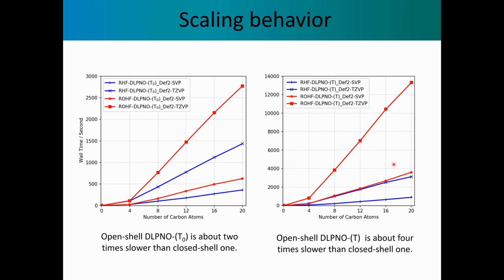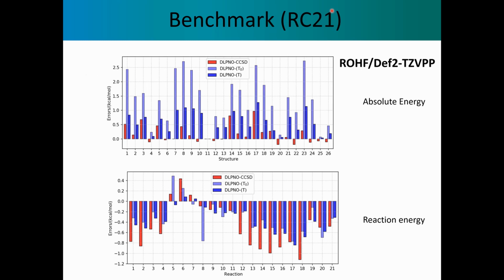But in the iterative triples case, we have four sets of amplitudes in the ROHF case, and this is the dominant step in the parenthesis T calculations. That's why in the ROHF case, it's about four times the cost of the closed shell case. This is because we have to solve four sets of equations for the (T). I also did some benchmark calculations using a test set from GMTKN55, called RC21. You can see both the absolute energies and the relative energies are improved if the (T) is used.